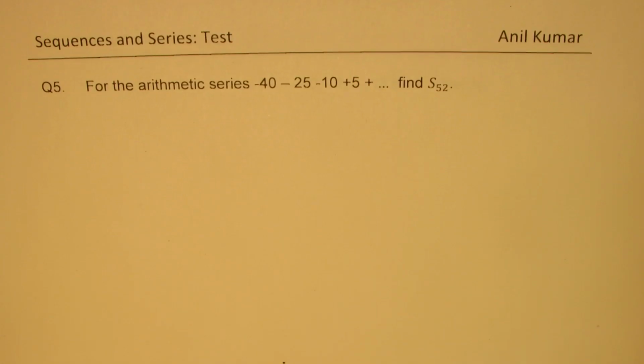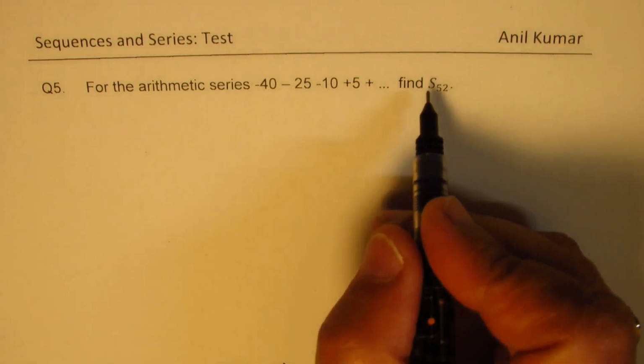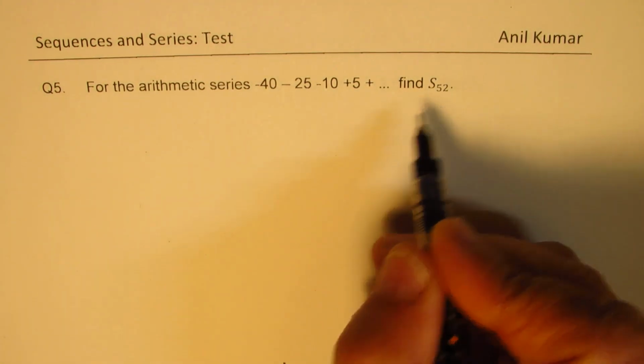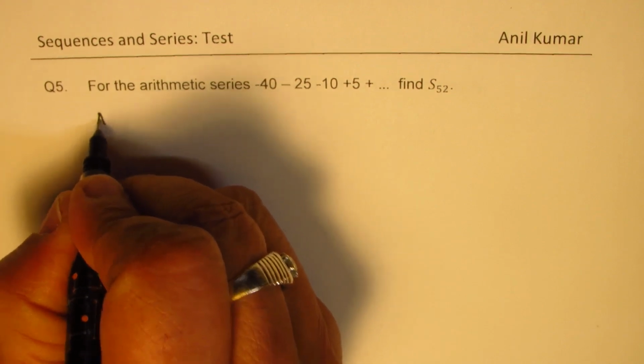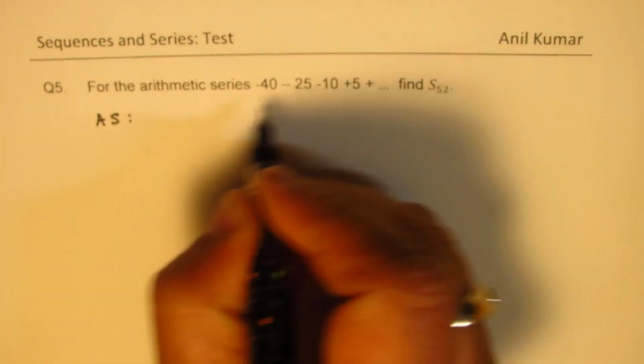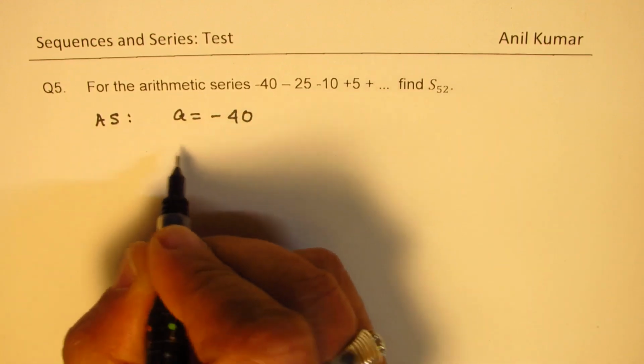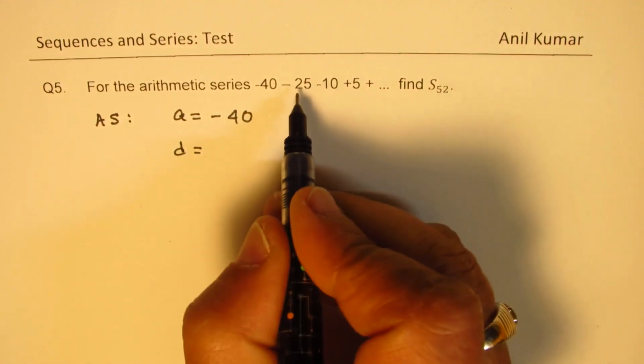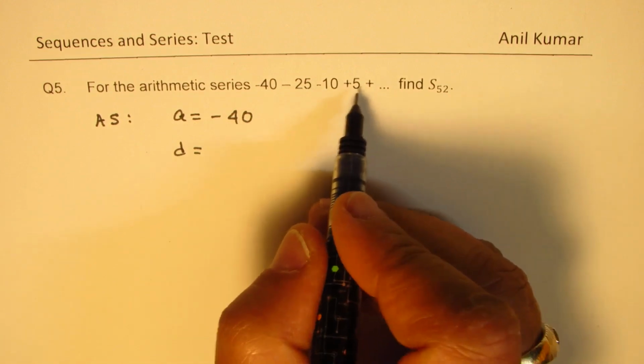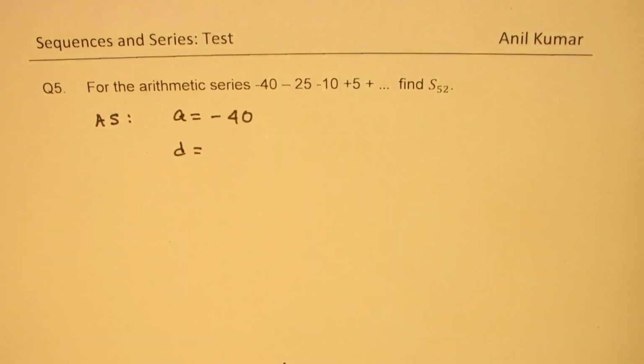Question number 5. For the arithmetic series minus 40, minus 25, minus 10, plus 5, and so on, find the sum of 52 terms. So we are now talking about arithmetic series, and we know A is equal to minus 40, correct? D, the common difference, is the difference between the two. So you could see the difference between any two of them.